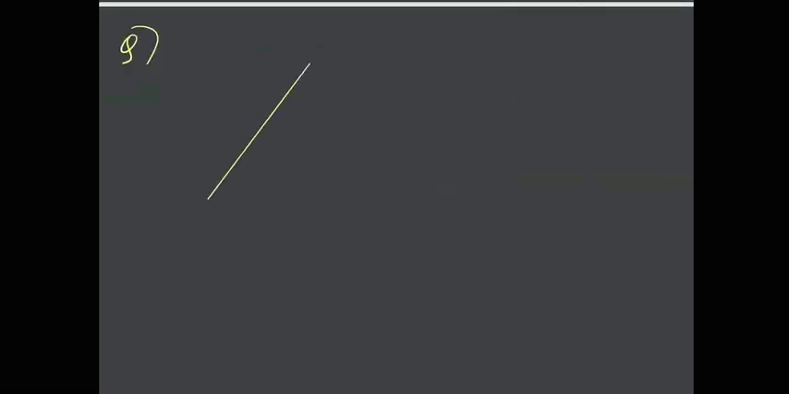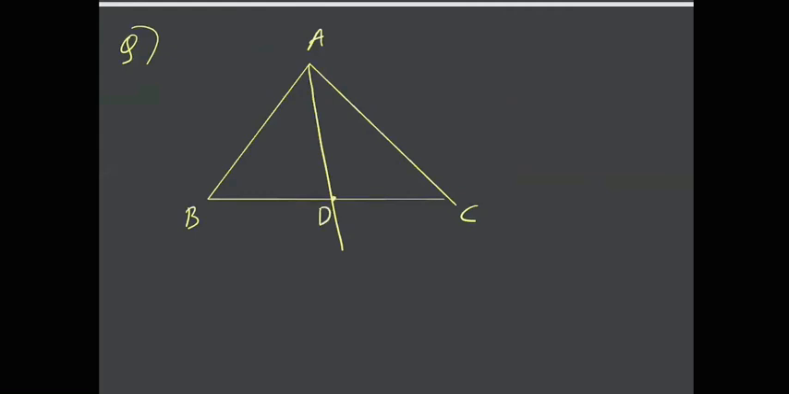Now say you are given a triangle ABC. AD is the angle bisector of angle A, and the lengths of the sides are denoted by small letters. That is, AB is denoted by small c, AC is denoted by small b, and BC is denoted by small a. So you need to find the length of BD in terms of small a, b, c, and you need to find the length of DC. So do this question and then we'll discuss.